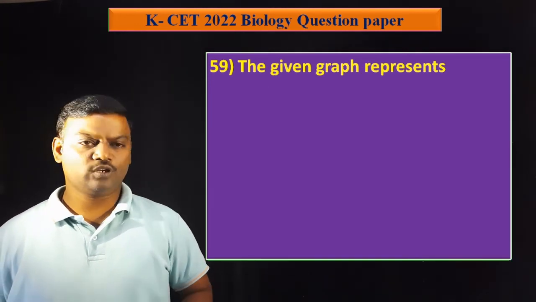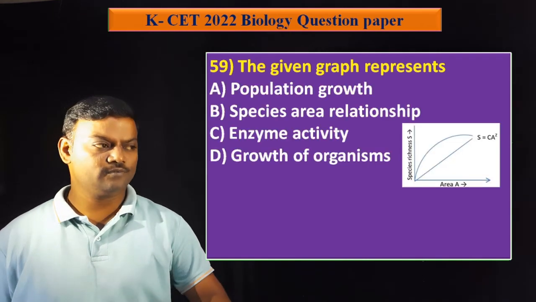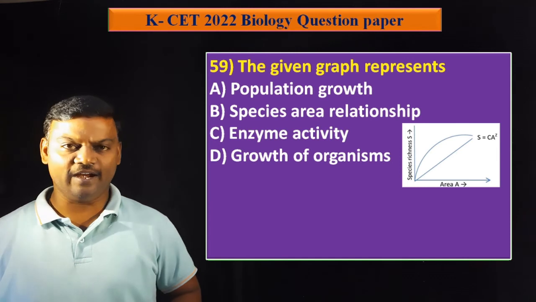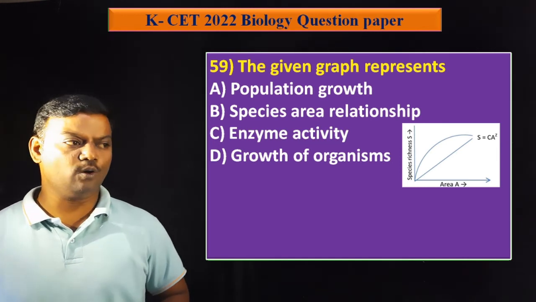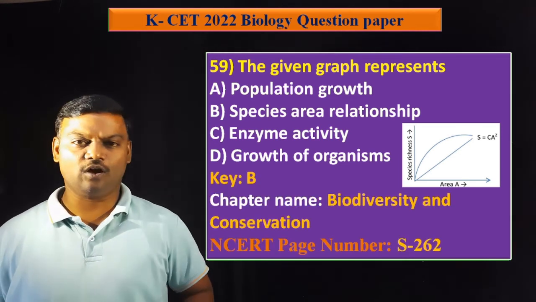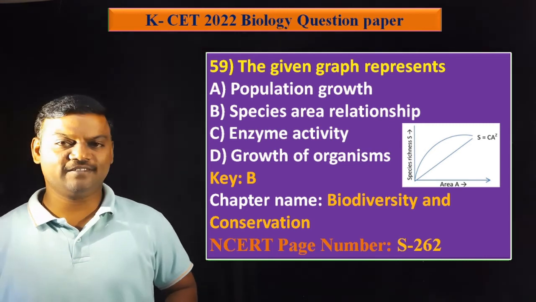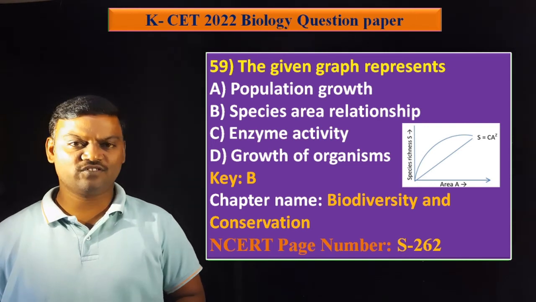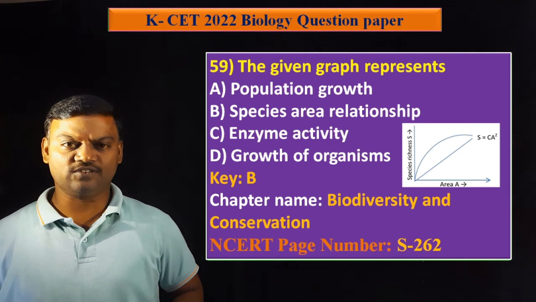Question number 59. The given graph represents: option A, population growth; option B, species area relationship; option C, enzyme activity; option D, growth of organisms. In this, the correct answer is option B. It is a graph that represents the species area relationship, and it is a question from Biodiversity and its Conservation, NCERT page number 262.